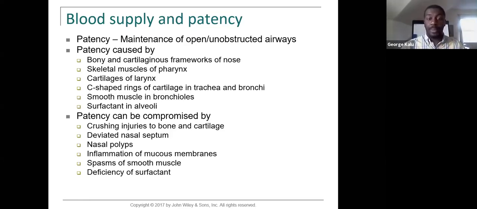If there's inflammation of the mucous membranes, like we saw with chronic bronchitis, the airways are going to constrict because you have more mucus accumulating in those spaces. If the smooth muscles of the airways are spasming, that's going to cause patency to be reduced, as well as any deficiencies in surfactant. So patency is important to help maintain the openness of our respiratory system.